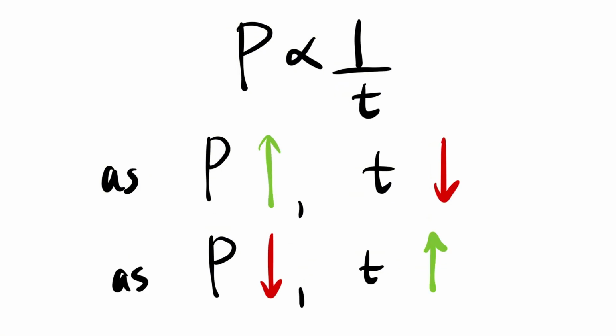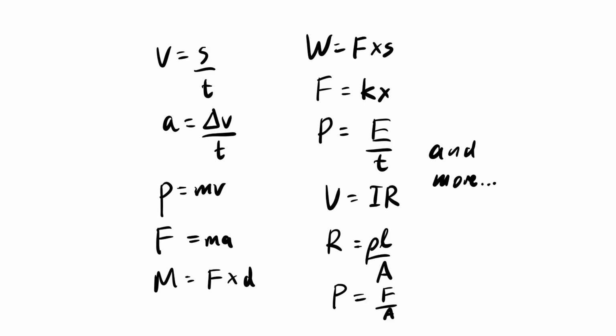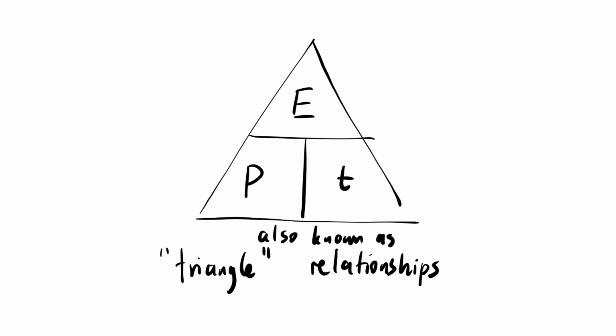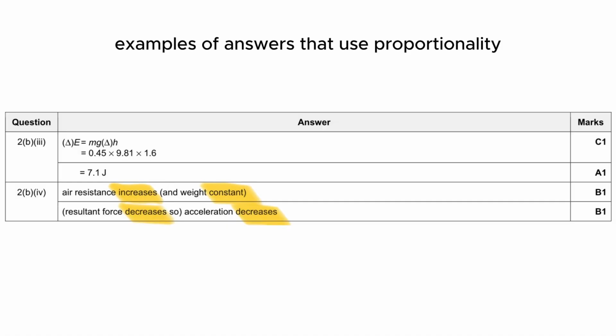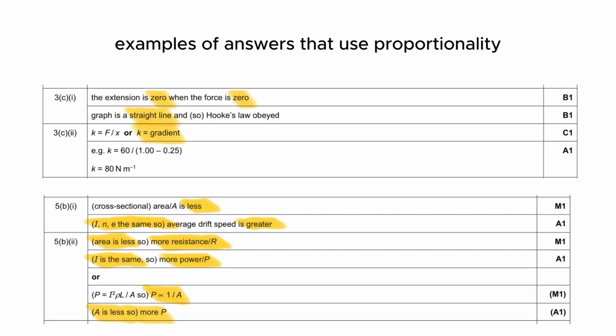And we can say that P is inversely proportional to T. As P increases, T will decrease. As P decreases, T will increase. Because most of the relationships that you learn in A-level physics, especially in year 12, are formulas with three things where one of them is equal to one thing over another thing, proportionality is an extremely useful concept. You can always explain things to yourself by thinking, if this thing increases, this thing will also increase. Or if this thing increases, this thing will decrease if it's inverse proportionality.